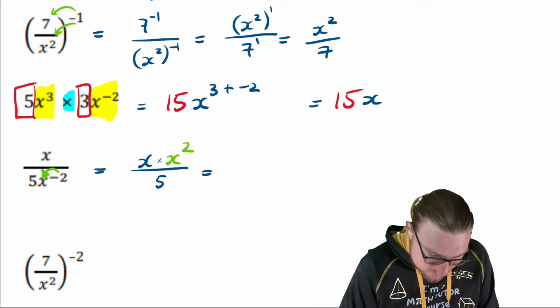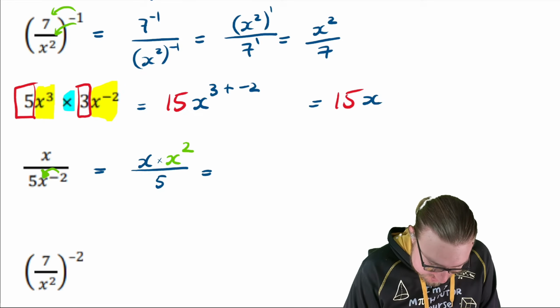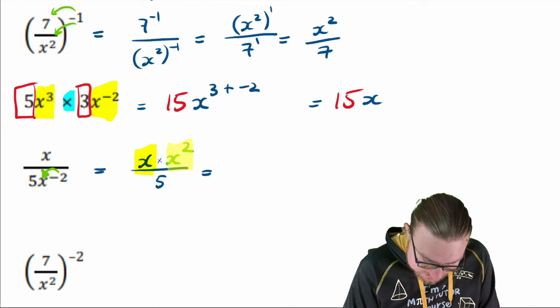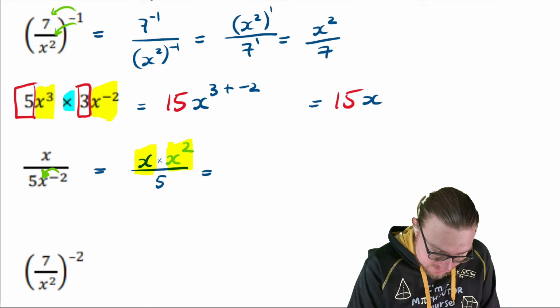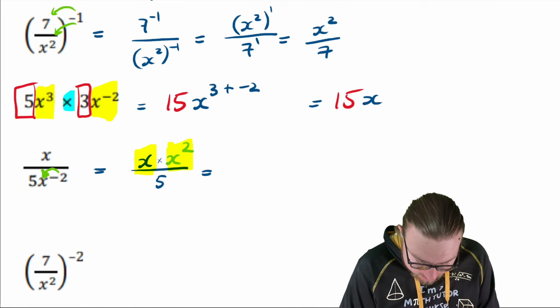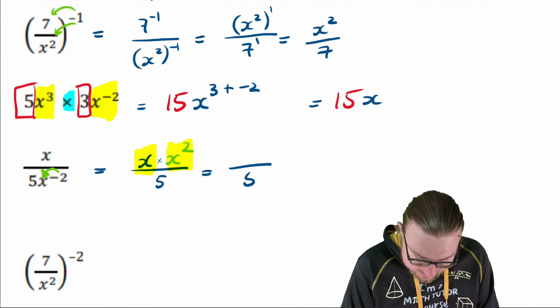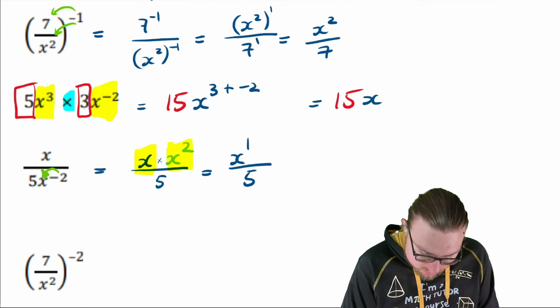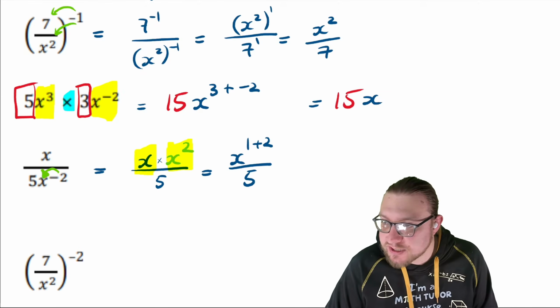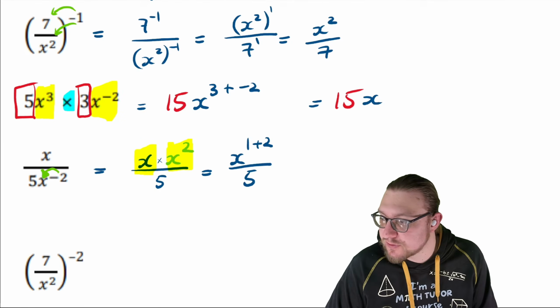So what do we do next? Well, we notice that this here and this here has the same base, x times x squared. You might know it's x cubed already because you've seen this a lot, but remember we do 1 plus 2 in the numerator because we're multiplying terms with the same base.